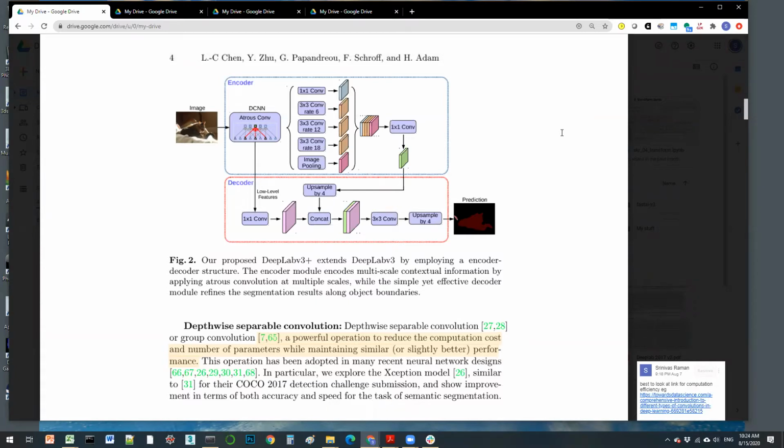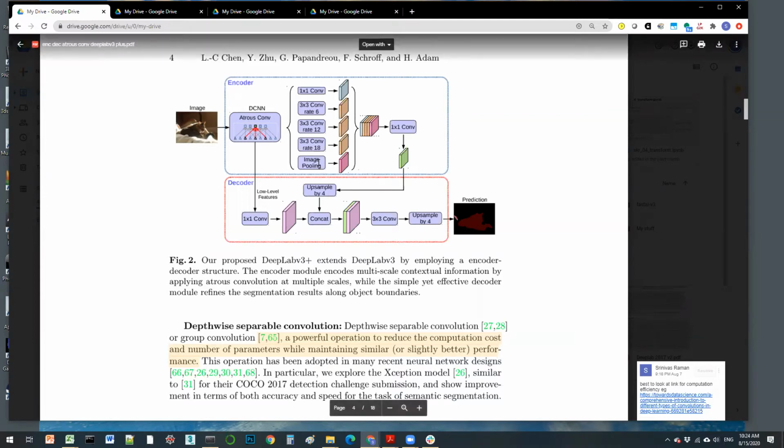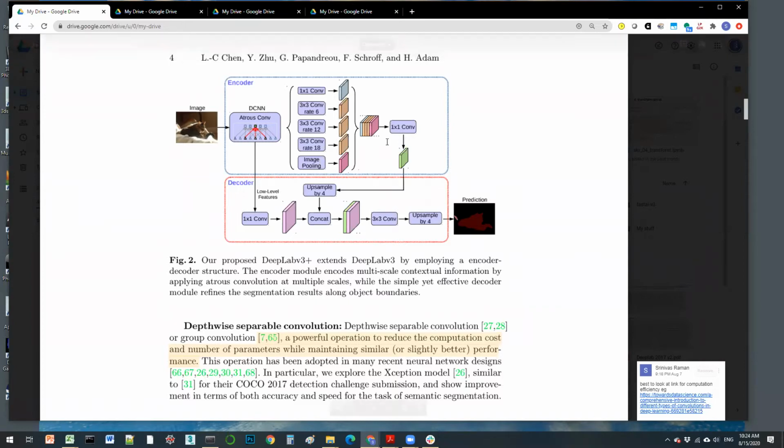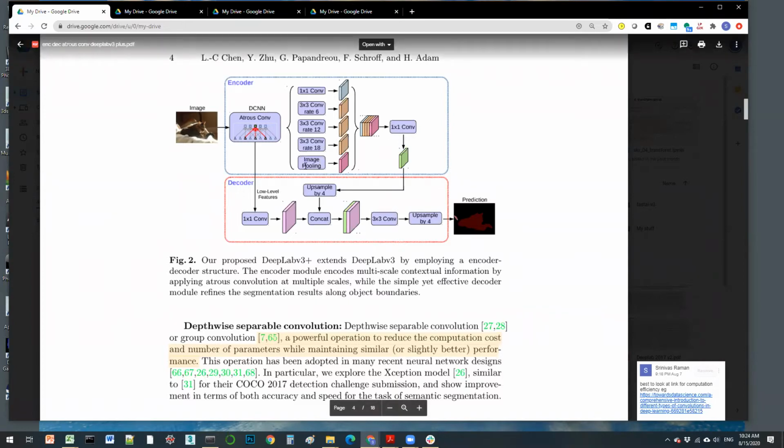You could probably do the exact same thing with, instead of doing 3x3 at rate 12 and 3x3 at rate 18, replacing those with 5x5 and 7x7. You're seeing bigger fields of view, right? So instead of just seeing a 3x3 portion, you're seeing a lot more of the context, your surrounding pixels. His question is specifically just the last block at the bottom, which is image pooling.